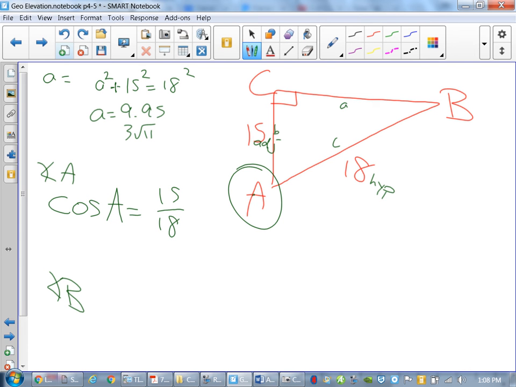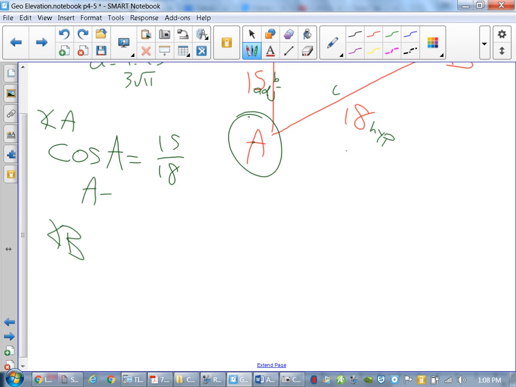How do you find an angle? Because this always looks at an opposite. So if this is an opposite, this has to be its adjacent, because it's across from that. Okay, so you inverse it. Get some numbers. 33.56.